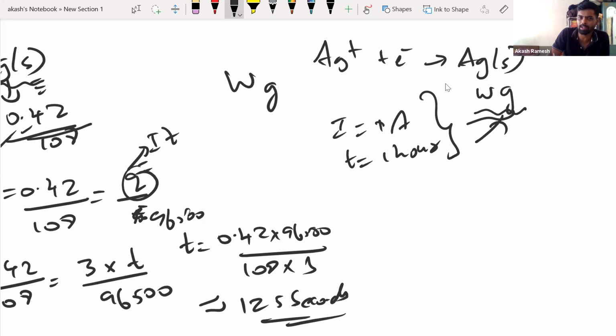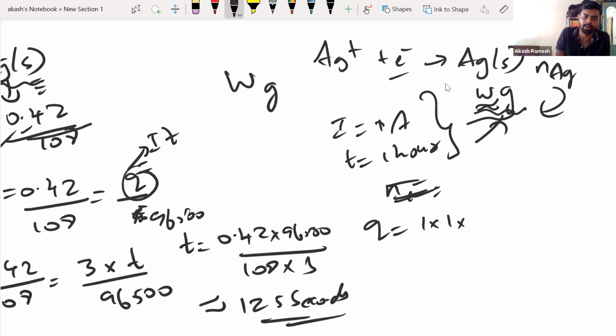If I know these two values, I know the number of moles of electron, and from that I know the number of moles of Ag. From the number of moles of Ag, I'll be able to find W. Very simple, right? Let me do that first. But I am not going to calculate this value; there's a reason for that. First, let us calculate the charge. Charge is basically going to be 1 into 3600. Why am I putting 3600? Because it's an hour, and I want it in seconds. So it's basically 3600 coulombs.